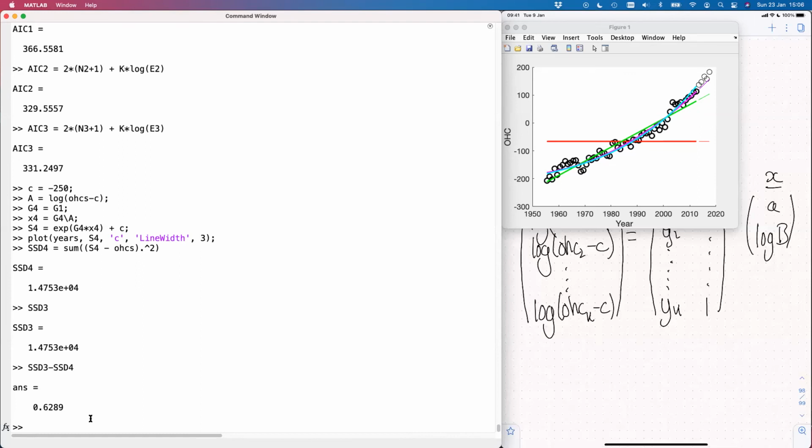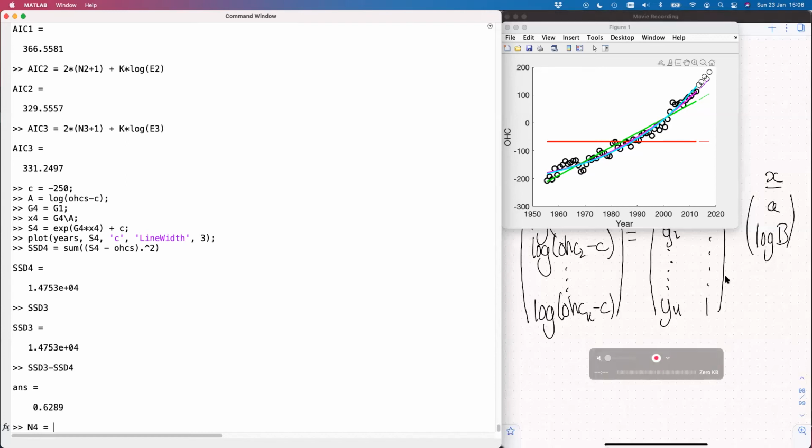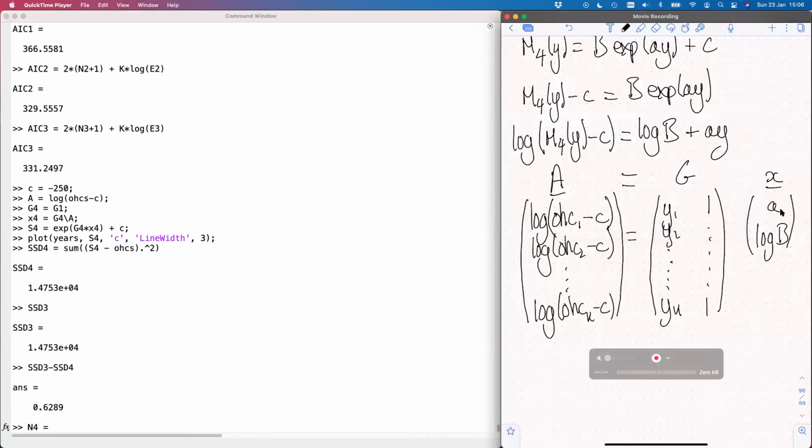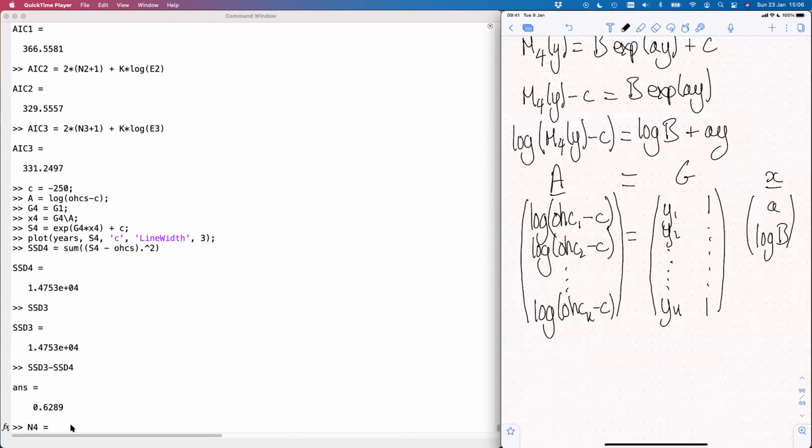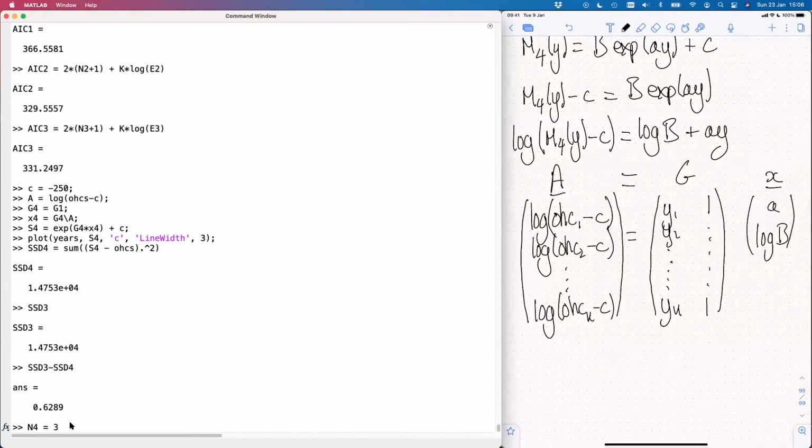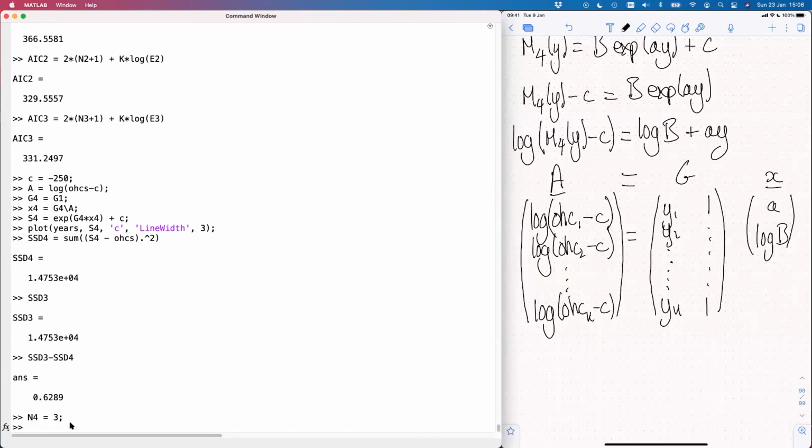Then I can also define the number of parameters for this model. Of course we estimated 2 unknown parameters via our linear least squares, but then there was this additional C parameter as well. So I think there are actually 3 in total. So we'll say N4 is 3, and I can also compute E4, the mean square error. So that's SSD4 divided by K.